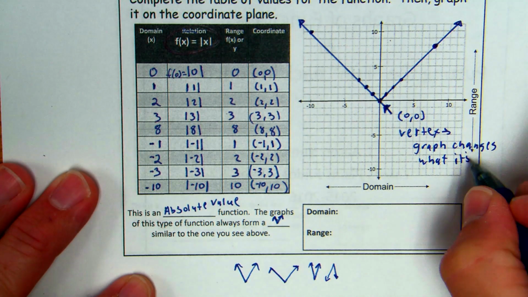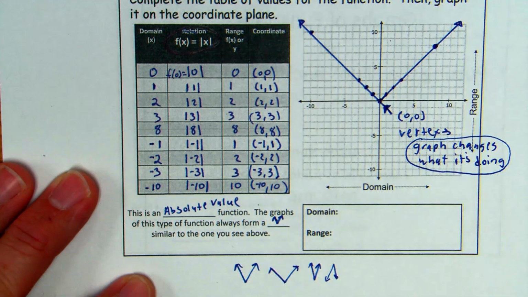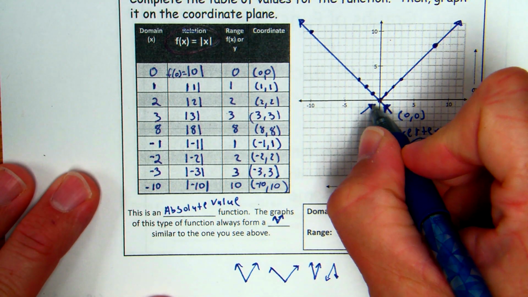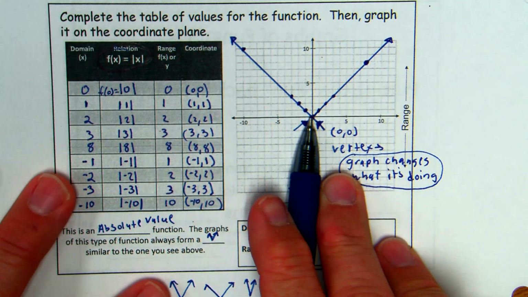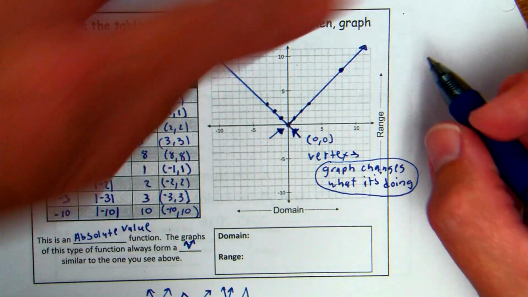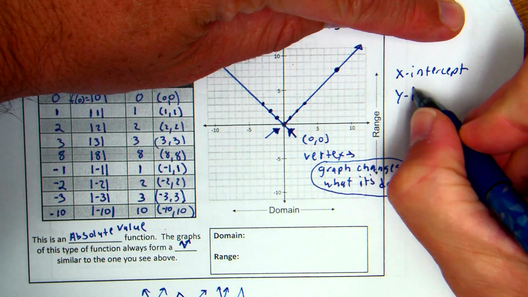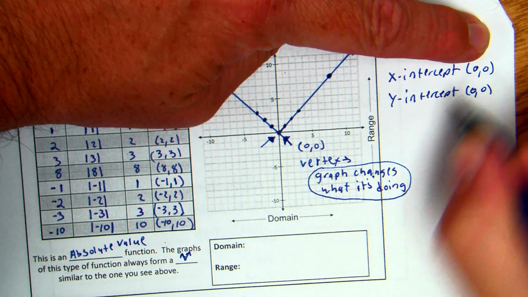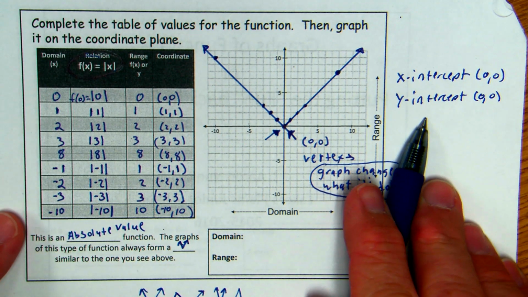And try not to be too formal on that, because I want it to be really clear what that means. The graph changes what it's doing. And in fact, this particular vertex happens to fall on the origin. Notice the origin is that coordinate 0, 0. It's the point where your x and y axis meet. That means that your x-intercept and your y-intercept are both that point 0, 0. It crosses the x-axis at 0, 0. It crosses the y-axis at 0, 0.